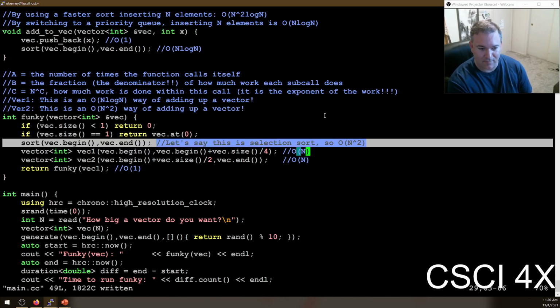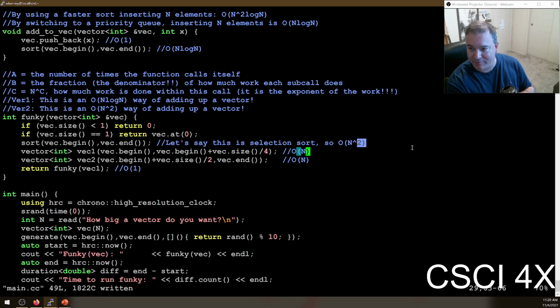But we're doing selection sort. So what is C? Yeah. C is the exponent. Okay. How many times are we calling ourselves? What is A? What is B? What is C? A is indeed 1.